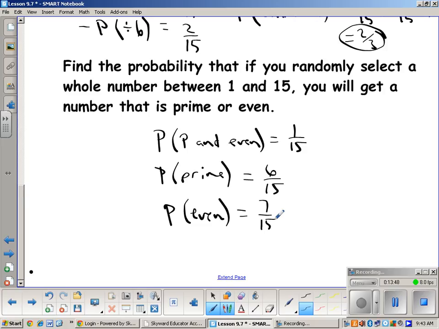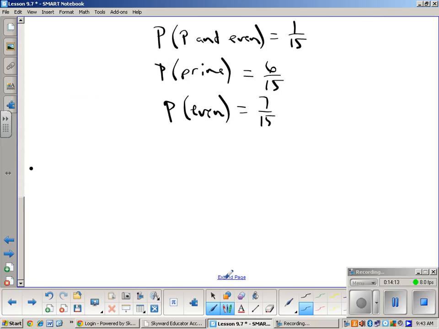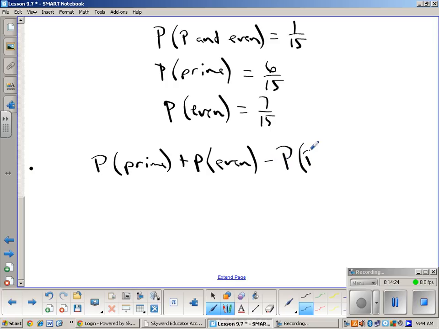Wait, how it says prime or even, that's different than prime and even, correct? Right. Prime or even is all numbers except 1, 9, and 15. That's where we're going to go. The rule says it's the probability of prime plus the probability of even minus the probability of prime and even.